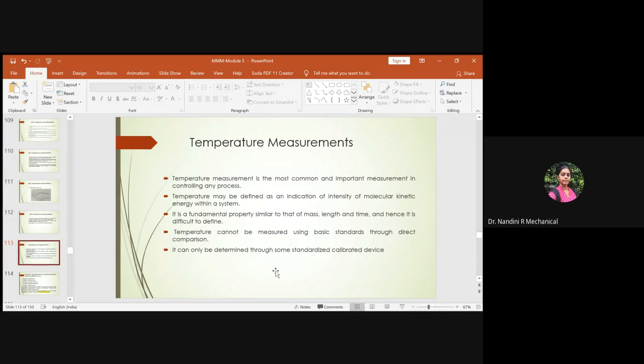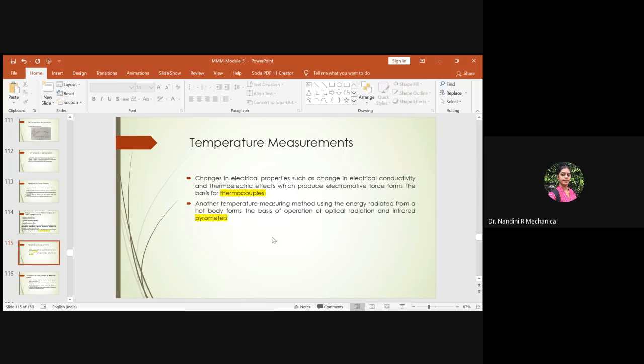When that temperature is reached, you will analyze the intensity of molecular kinetic energy variation that has been taking place in the system. That temperature will be recorded directly from the muffle furnace. So this is just a simple example to understand how temperature measurement is done. It is done by using standardized calibrated devices.